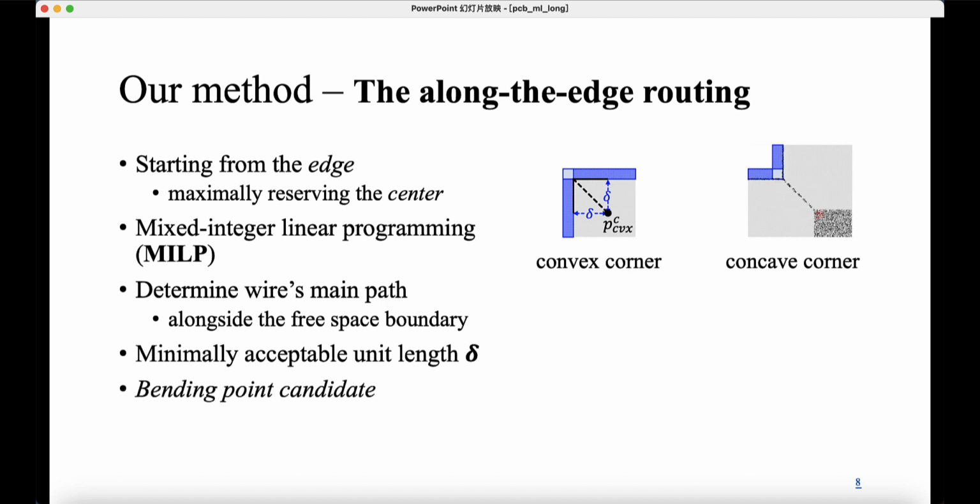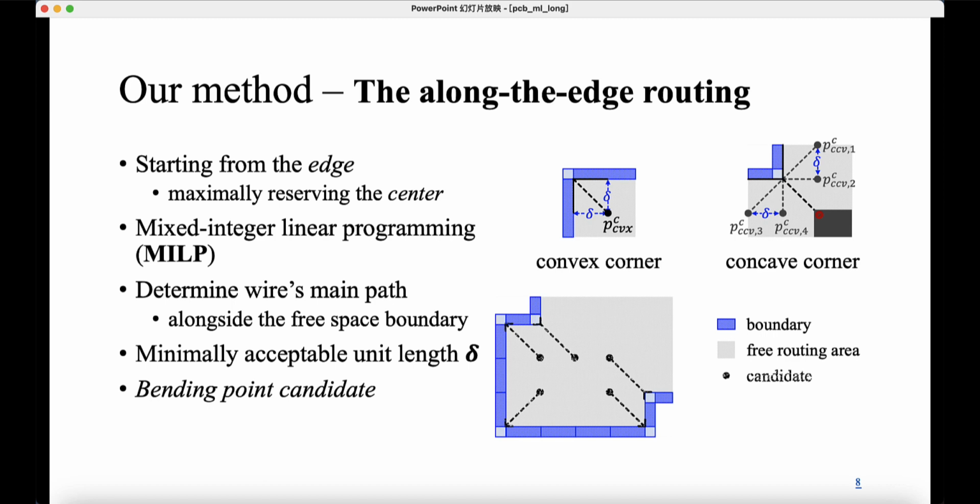Moreover, if an obstacle is at the position of concave bending point candidate P concave, we create four alternative candidates, P concave 1 to P concave 4, to guarantee that the wire will bypass the obstacles. Finally, our algorithm selects bending point candidates to serve as bending points to form the wire's main path.